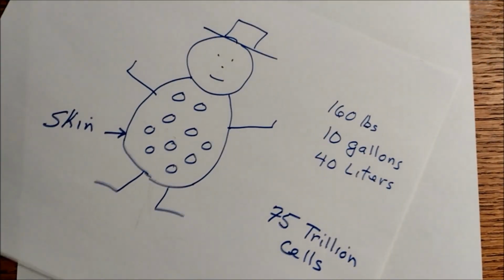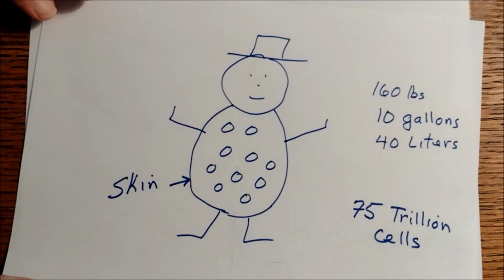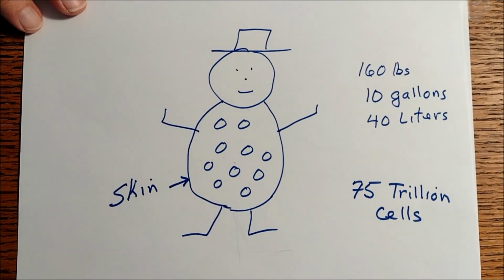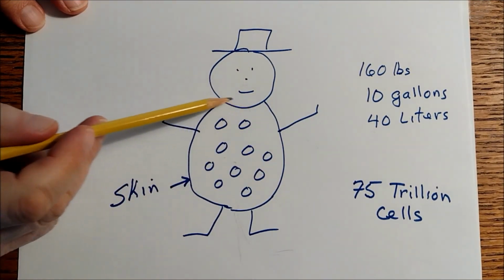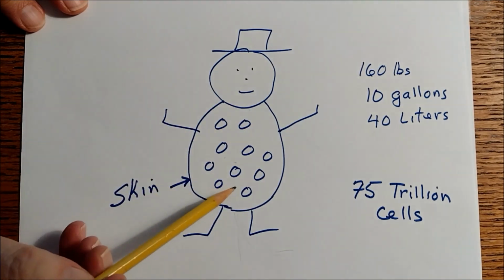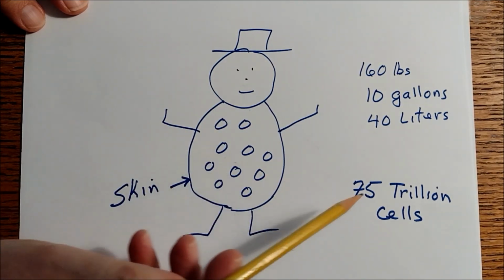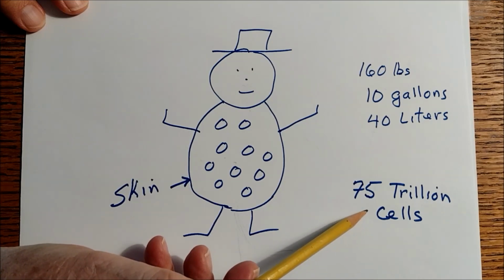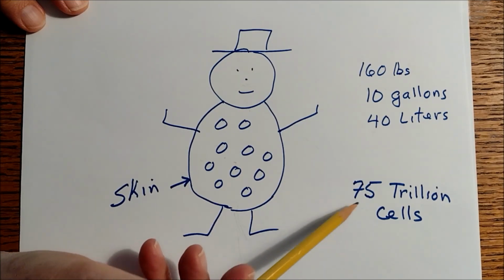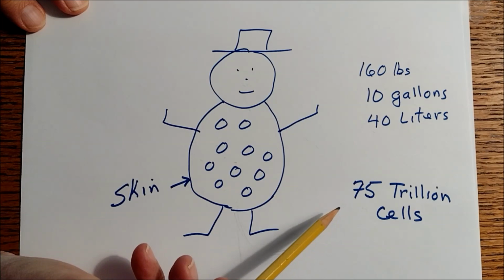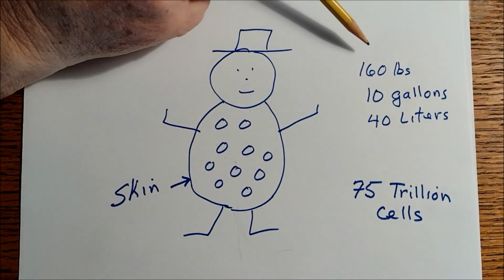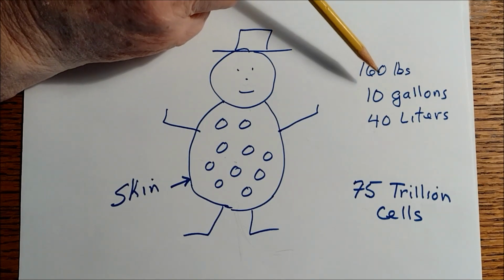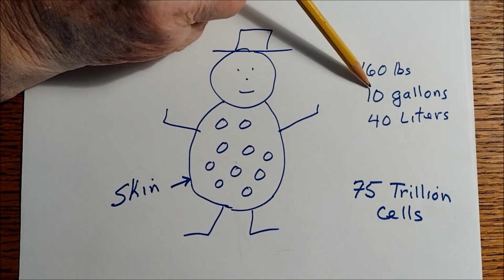So, what do we have today? Humans. And pardon my art, this is the best I can do. Notice the pond is inside of us. We are definitely multi-celled. In fact, we are 75 trillion cells, all right? The adult human being. A 160-pound person will have about 10 gallons of water inside of them.